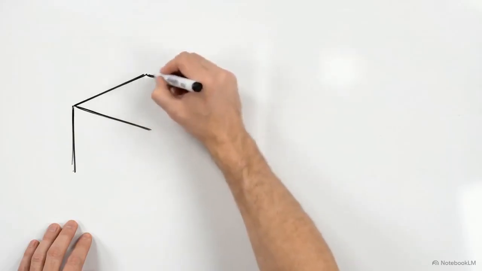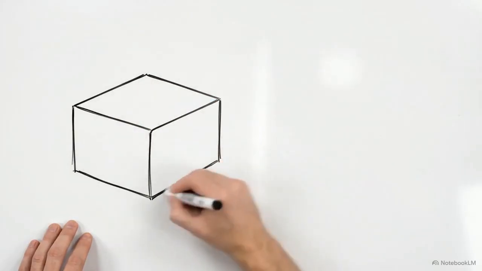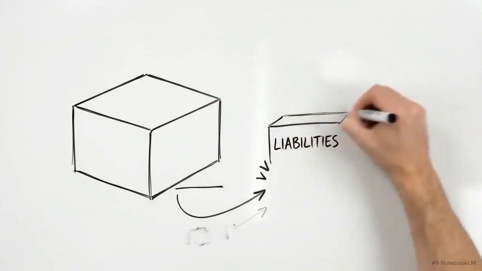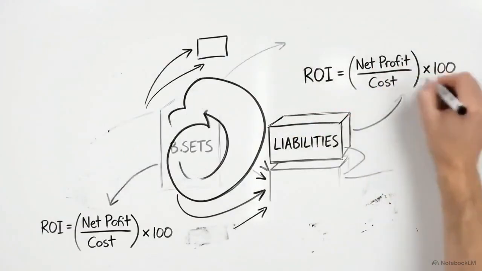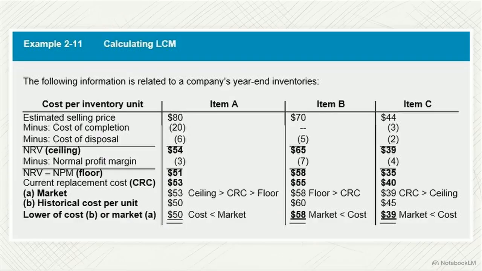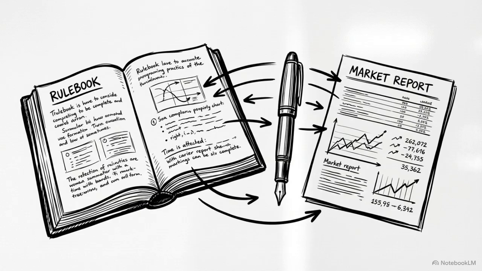We can run a stress test of the LCM algorithm using 3 different inventory items to see exactly how these boundaries dictate financial reality. Item A's $53 replacement cost sits within boundaries. Its lower $50 historical cost requires no write-down. Item B's $55 cost drops below the $58 floor, forcing a write-down. Item C's $40 cost exceeds the $39 ceiling, also triggering a write-down. The LCM algorithm ensures that external market replacement costs remain consistent with GAAP's internal logic for asset valuation.